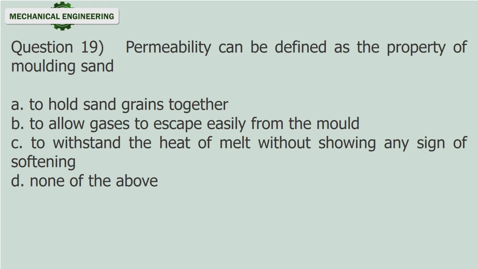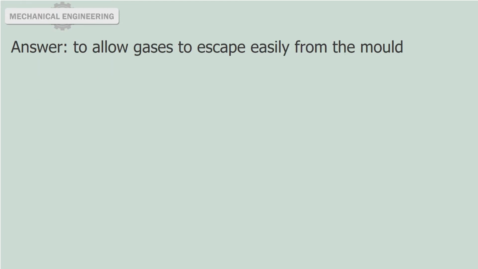Question 19. Permeability can be defined as the property of molding sand A. To hold sand grains together. B. To allow gases to escape easily from the mold. C. To withstand the heat of melt without showing any sign of softening. D. None of the above. Answer: to allow gases to escape easily from the mold.